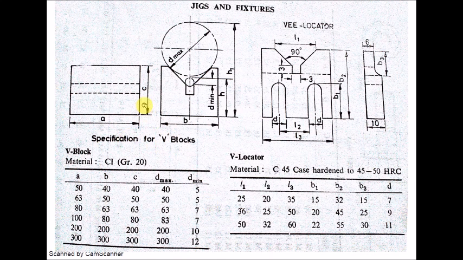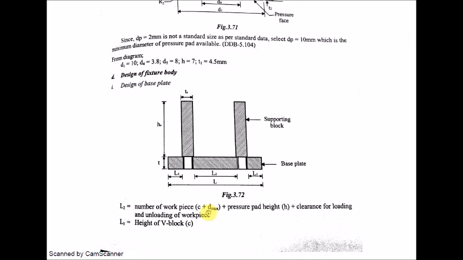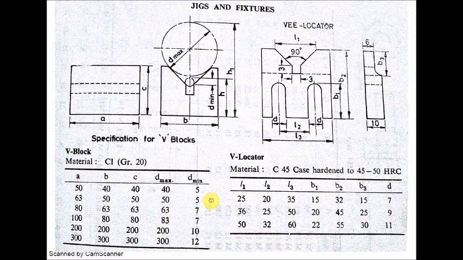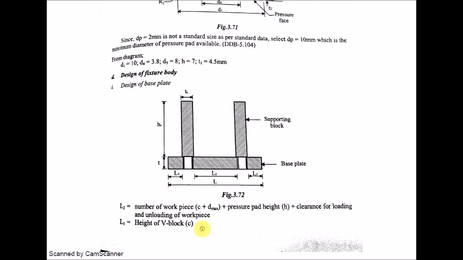C is this value, C, height of the V block locator, plus D max. D max also we found out from this. So this is 40. So C is also 40, D max is also 40. Plus the pressure pad height H plus the clearance for loading and unloading. This may be assumed either 20 mm or 25 mm or 18 mm. The clearance can be assumed.